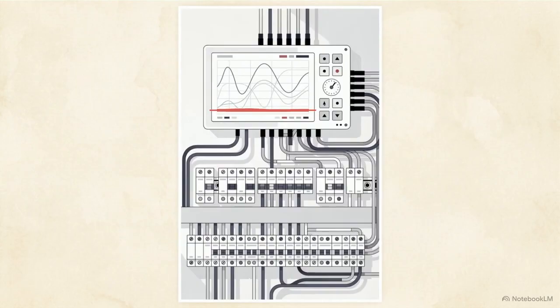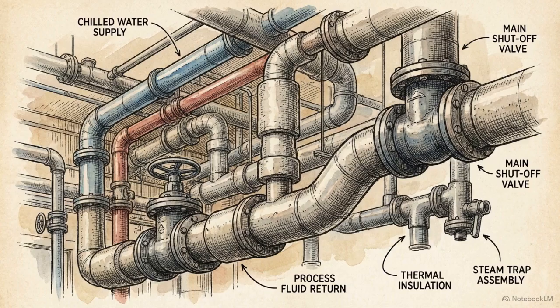Just a 1% voltage imbalance drastically derates motor efficiency, causes overheating, and triggers utility penalty charges. From the electrical panels, the audit moves to the physical distribution of HVAC, chilled water, and process fluids.